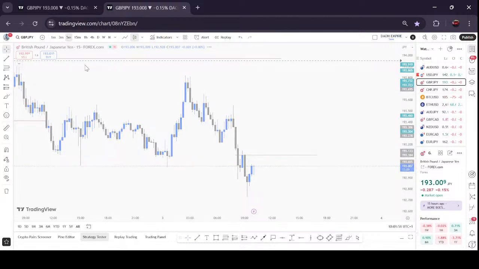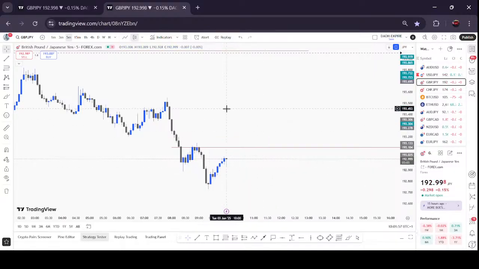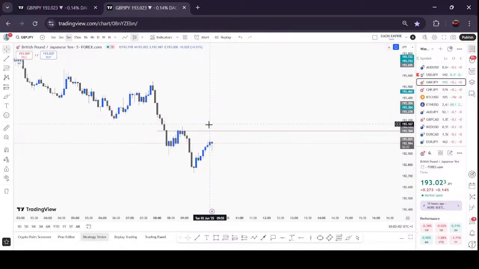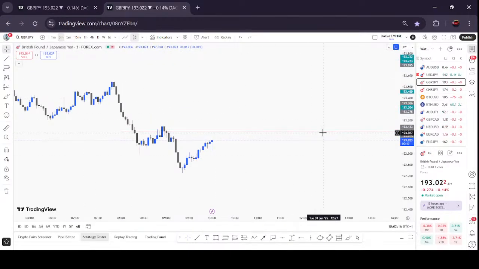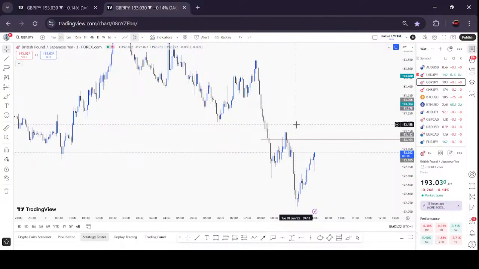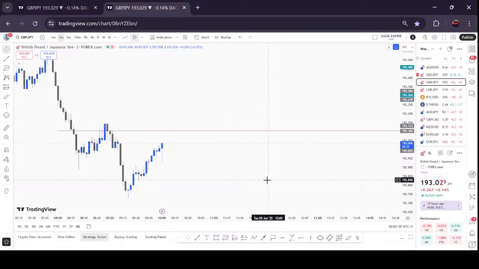So let's go to the 5 minutes time frame and see what's going on there. Let me wait for GBP JPY to pull up to this level. Anything from this level, anything above this line, I'll be looking for a sell. Okay, just get ready, ladies and gentlemen. Let me get ready too.